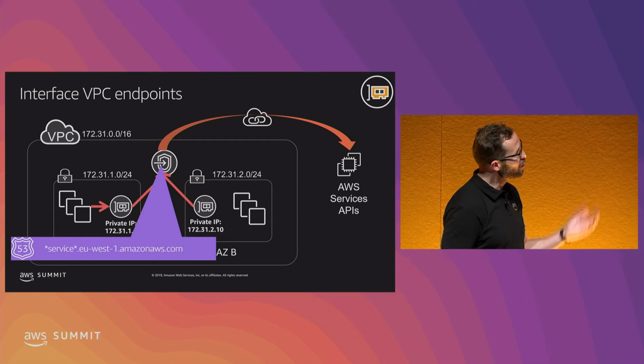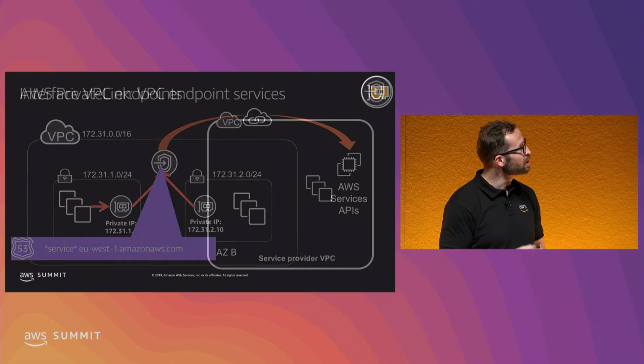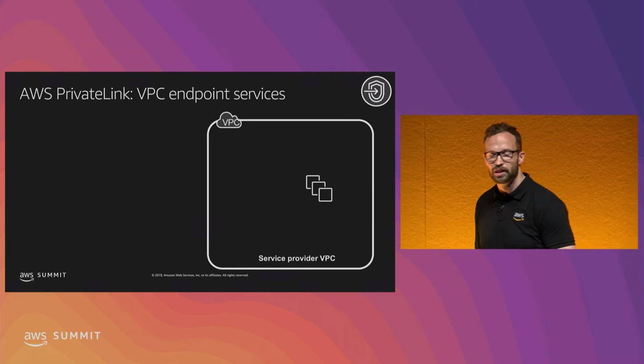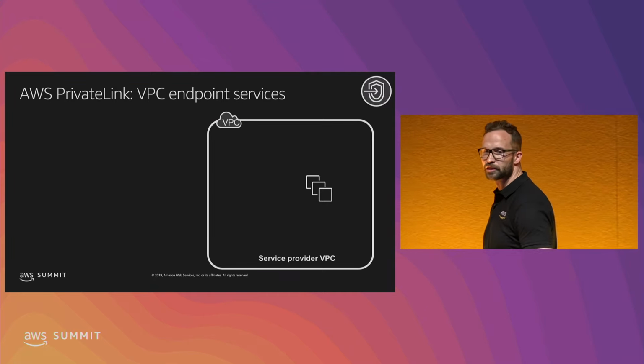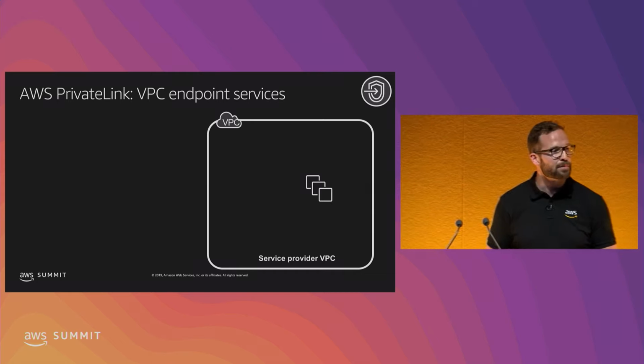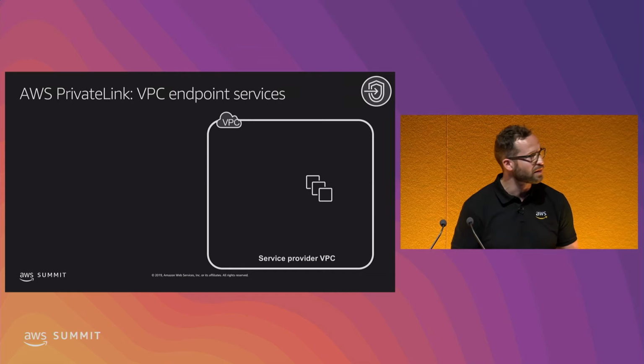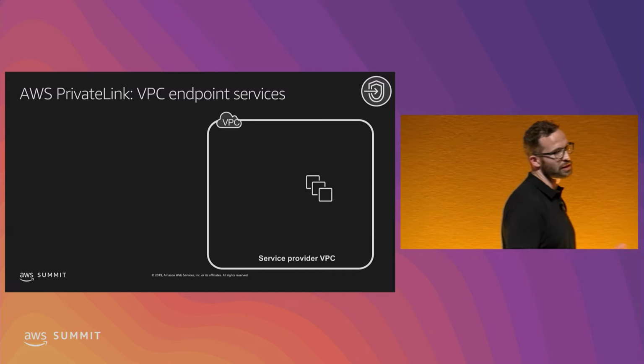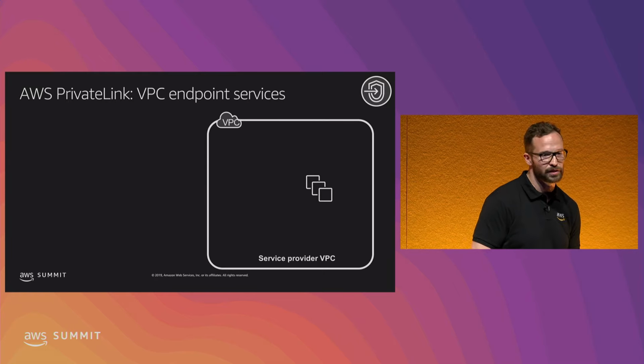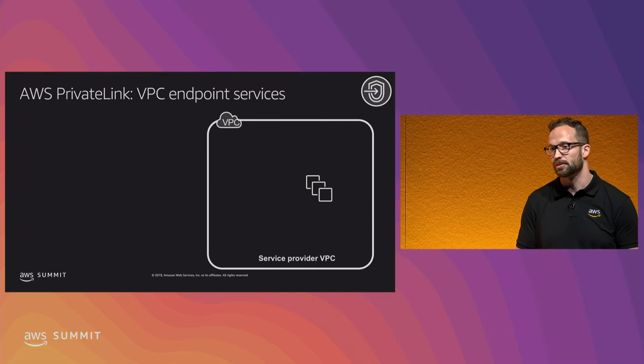And a lot of customers and partners are using this for sharing their services themselves. So you can do it yourself as well. And the technology powering VPC endpoints, VPC interface endpoints, is PrivateLink. So we allow you to use that technology yourself to share your own services with thousands of other VPCs.